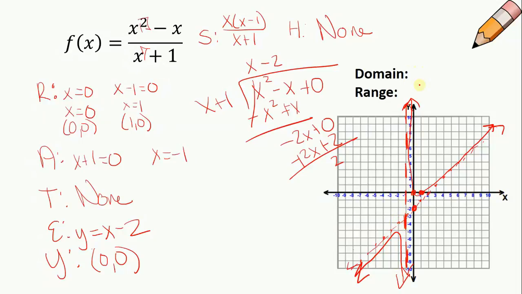Let's look at our domain. The only issue I have is -1. And then my range, we get to have everybody. No issues there.